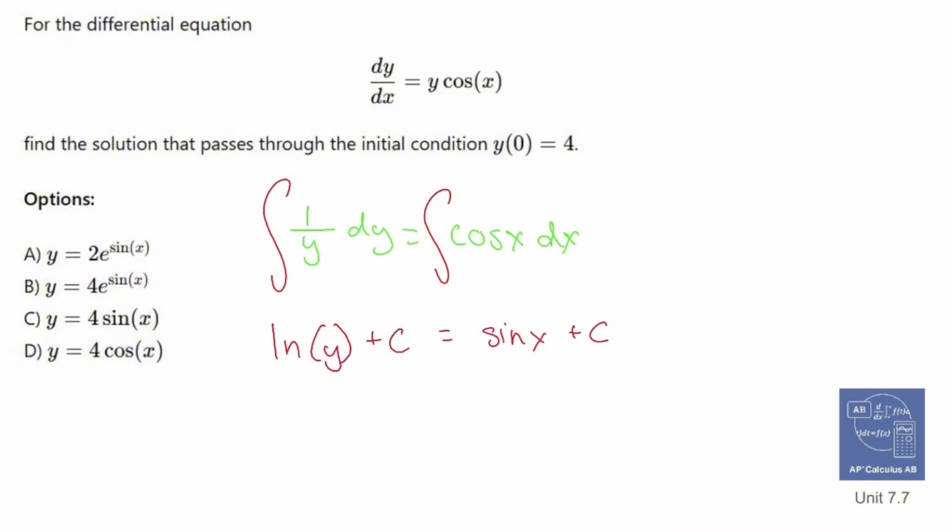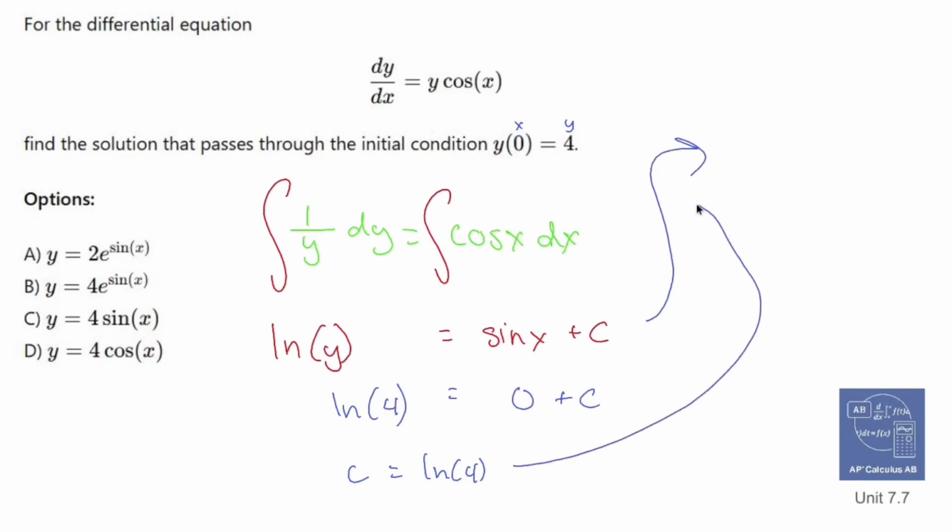I don't need that plus c anymore, so let's get rid of it. Okay, let's plug in the point that we have, an x value and a y value. If I plug in 0, sine of 0 is 0, so I have plus c, and ln of 4 is just ln of 4. So c is going to be ln of 4. So the equation that I come up with when I put them together is ln of y equals sine x plus ln of 4.